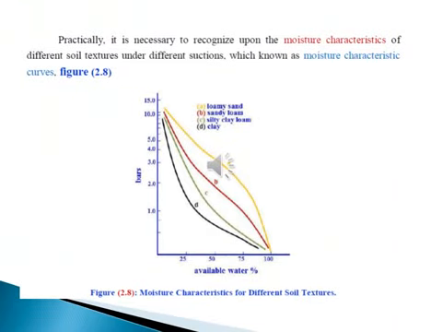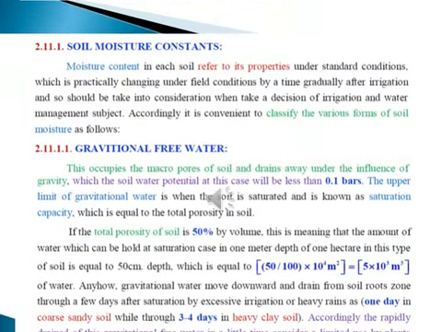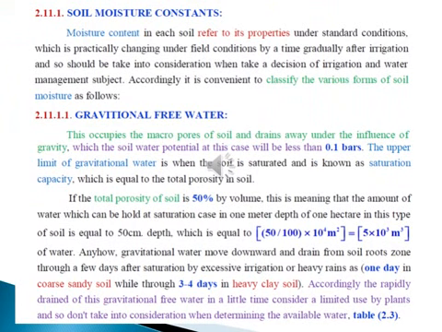Figure on moisture characteristics for different soil textures. Show by yourself the available water percentage under different soil textures. Soil moisture contents in each soil refer to its properties under standard conditions, which practically change under field conditions by time, gradually after irrigation, and so should be taken into consideration when making the decision of irrigation.